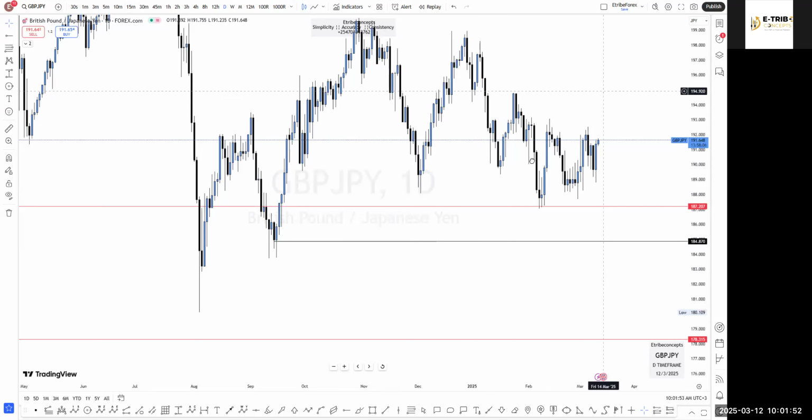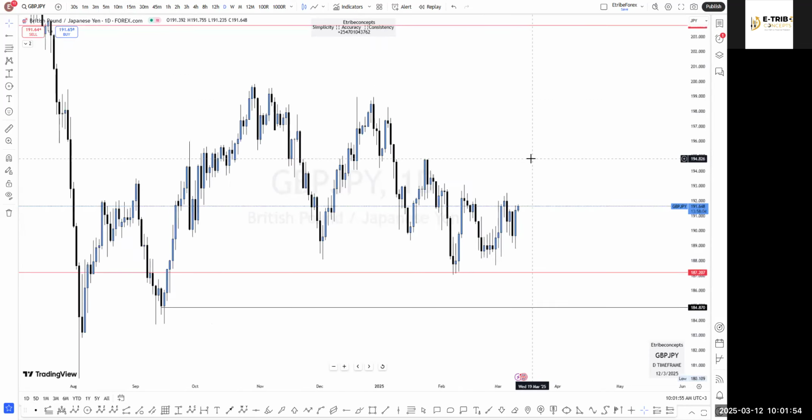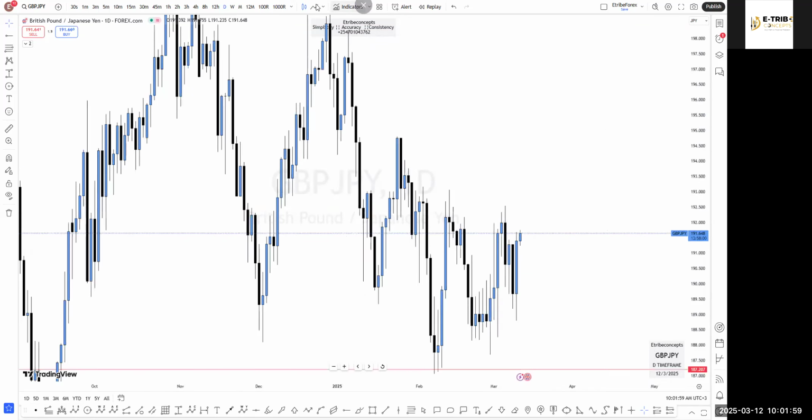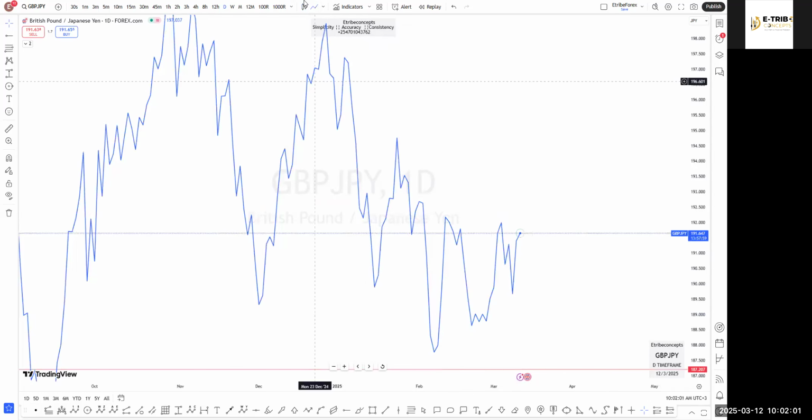So, as far as we are concerned today, looking closely at the daily time frame, the structure is very bearish. The structure is very bearish.